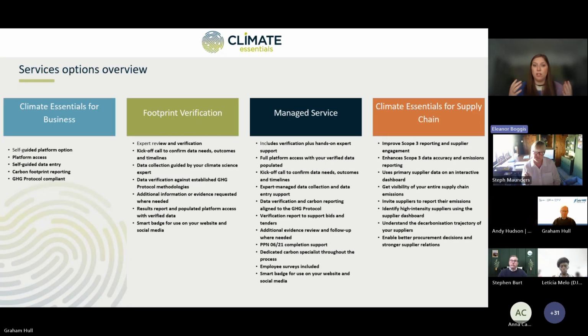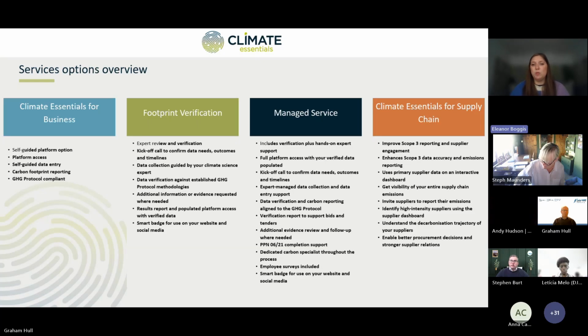So if you're going to really look into decarbonisation and reducing your footprint, one of the ways to do that is to start speaking to your suppliers, and that is where Climate Essentials can really help. We have a special version of the platform where you can invite your suppliers to upload their actual data. So instead of relying on industry average data, you're getting primary data from your suppliers, which will reduce your footprint overall. Depending on how many suppliers you have, you might not want to invite them all to the platform.